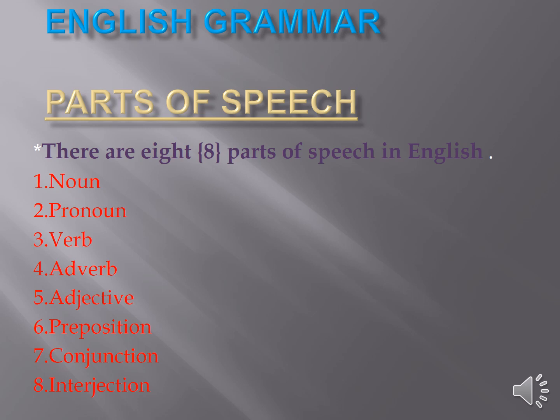Number 1, noun. Number 2, pronoun. Number 3, verb. Number 4, adverb. Number 5, adjective. Number 6, preposition. Number 7, conjunction. And number 8, interjection. I repeat, number 1, noun. Number 2, pronoun. Number 3, verb. Number 4, adverb. Number 5, adjective. Number 6, preposition. Number 7, conjunction. And number 8, interjection. So these are the 8 parts of speech which we have in the English language or English grammar.